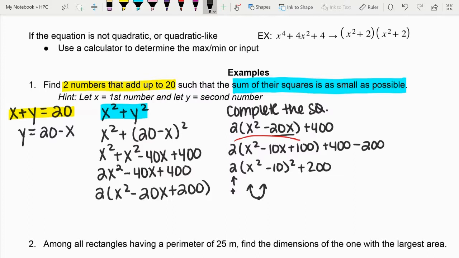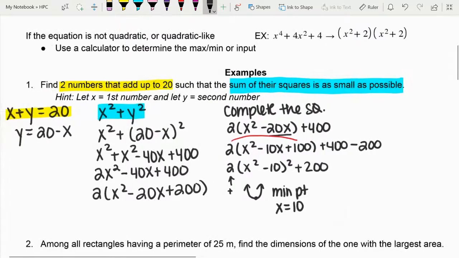Okay, so my minimum point, since this is in vertex form, is going to be when x is 10. Now I'm just going to substitute that back into this original problem of the two numbers that add up to 20 to find out my y coordinate. So then I have y is equal to 20 minus x, which was 10. So y is equal to 10. So we are trying to find the two numbers. Both numbers are actually 10.